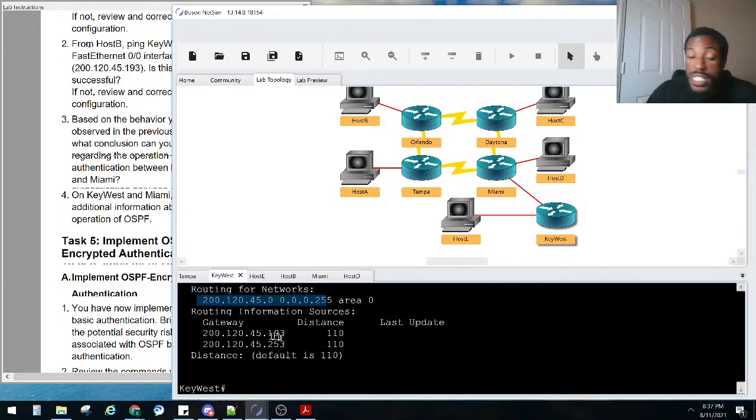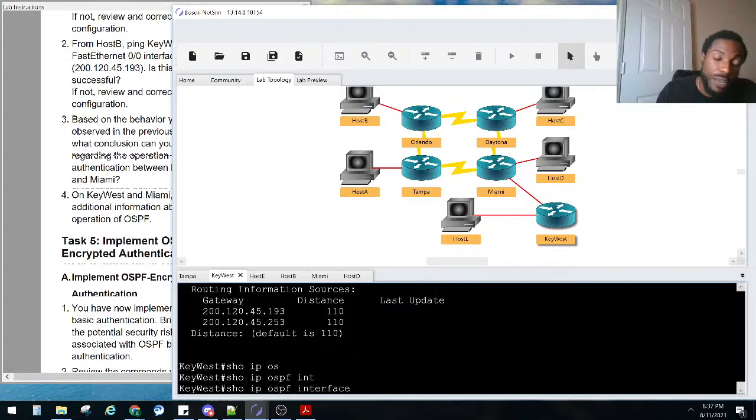To see if authentication is set up, it is show IP OSPF interface. So we do show IP OSPF interface, and then we put in this. We could put in a specific interface or just leave it as is. It's going to pull up all the interfaces that are participating in OSPF.